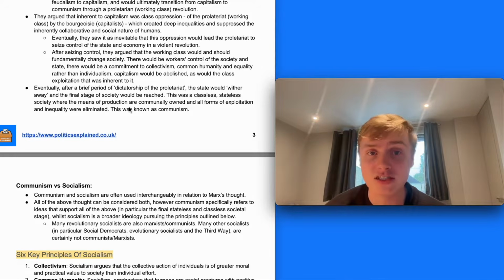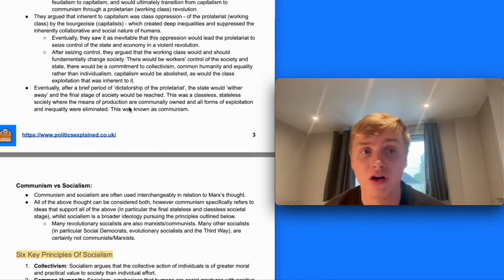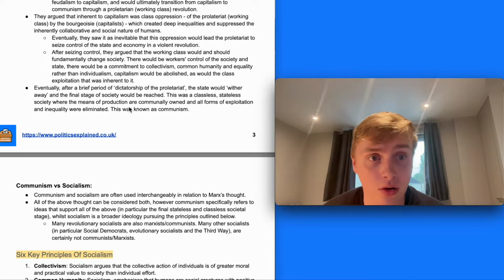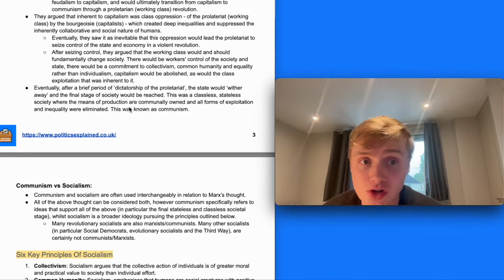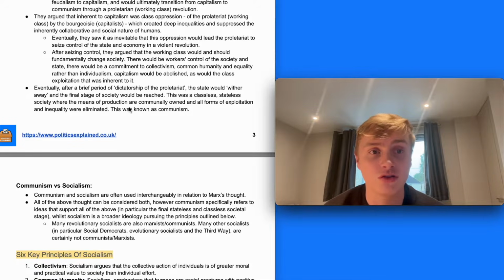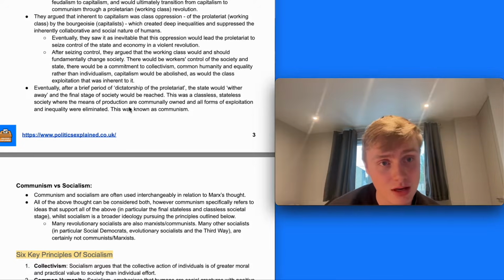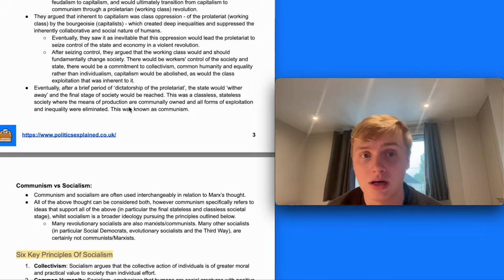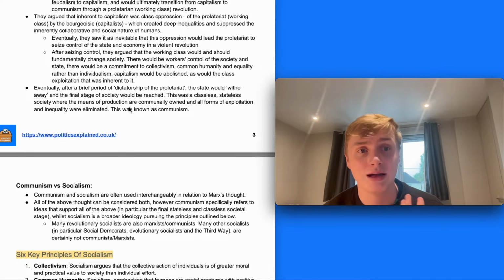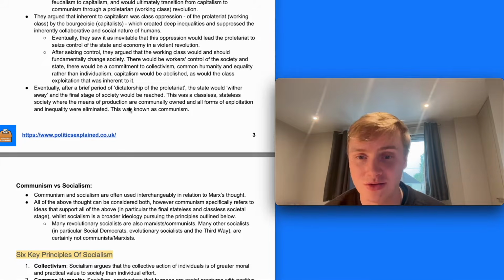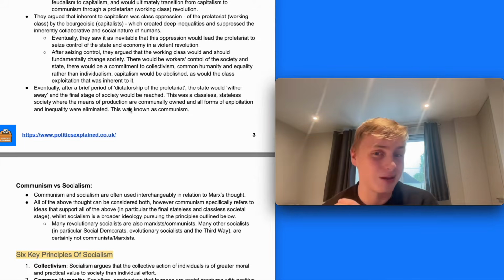So they see it as inevitable that this oppression under capitalism, which they see as inherent to capitalism, would lead to the proletariat seizing control of the state and the economy in a violent revolution. And after seizing that control, the working class would and should fundamentally change society. So there'll be workers' control of society and the state and the whole of the economy, a commitment to collectivism, common humanity, and equality, rather than individualism, as promoted through capitalism. And capitalism would be completely abolished, as would the class exploitation that was inherent to it. So a lot of words there that we're going to go through in a lot more detail and explain this key principle of socialism later in the video.